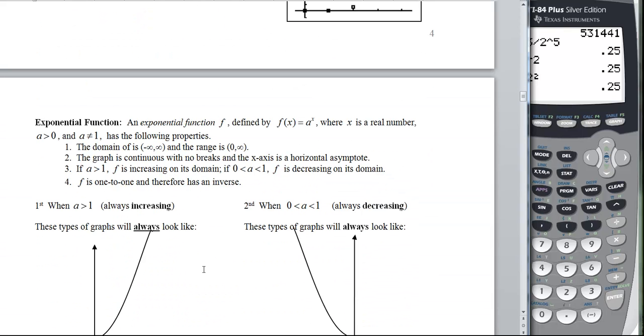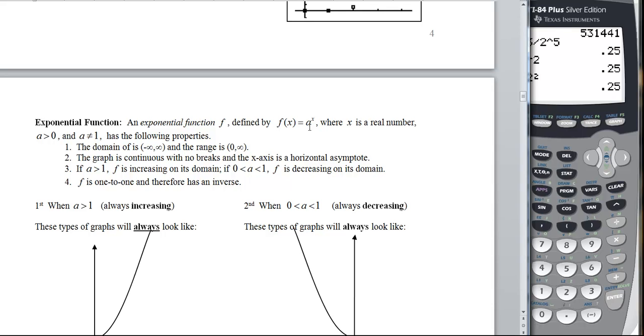Exponential function. An exponential function f defined by f of x equals a to the x, where x is a real number. Now the base has got to be positive and it can't equal 1. It has the following properties. The domain, you can use any x value you can think of, but now the range is going to be a little bit different.